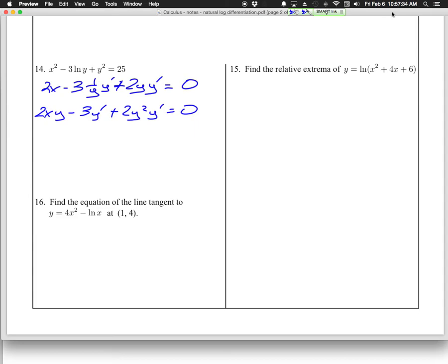Then what do we want to do? Get y prime by itself. I've got 2 of them, so keep those 2 together and move the other one over. So negative 3y prime plus 2y squared y prime equals negative 2xy. Factor your y prime. Take my y prime out.